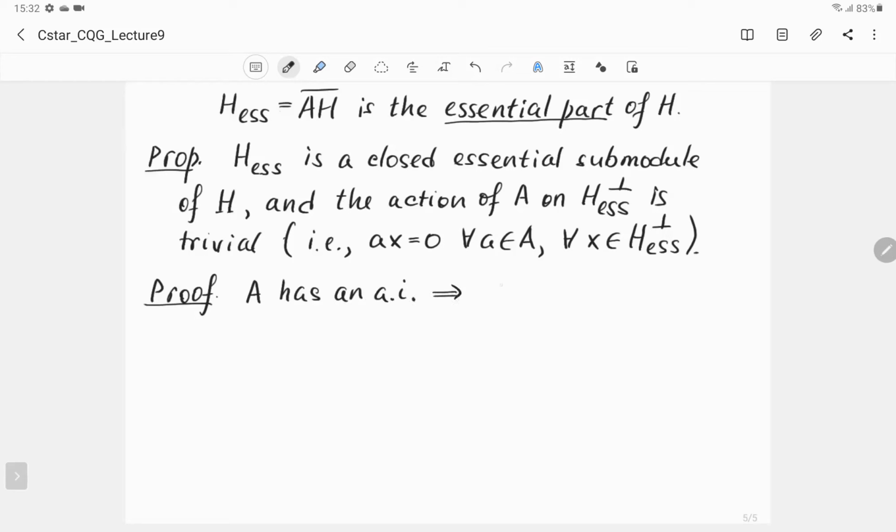And this implies that we have the following equality. A is the closure of A squared. That is, the closure of the linear span of all products ab, where a and b run over A. So this equality is immediate from the fact that A has an approximate identity.